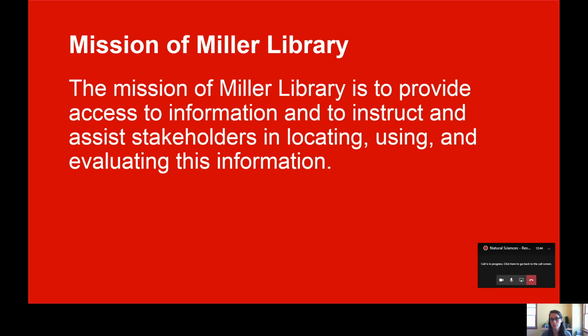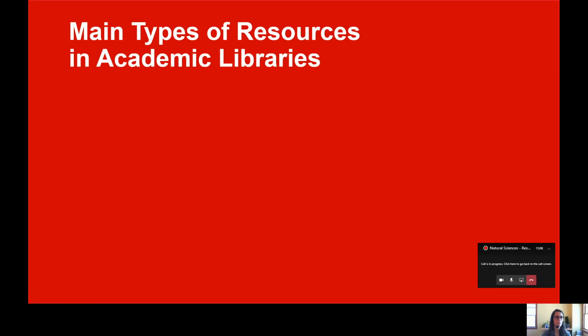Academic libraries have a slightly different mission than other libraries. So the mission of Miller Library is to provide access to information and to instruct and assist stakeholders in locating, using, and evaluating this information. So if there's any part of your academic career that has to do with accessing, locating, using, evaluating information, then the library is really your partner in doing that work.